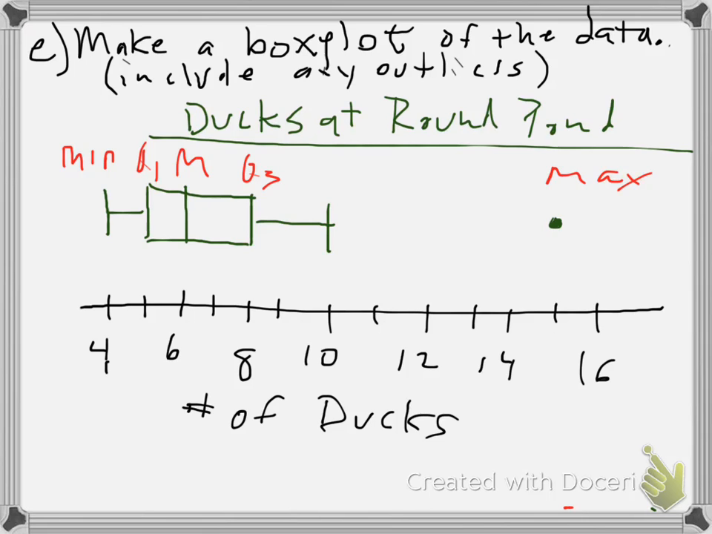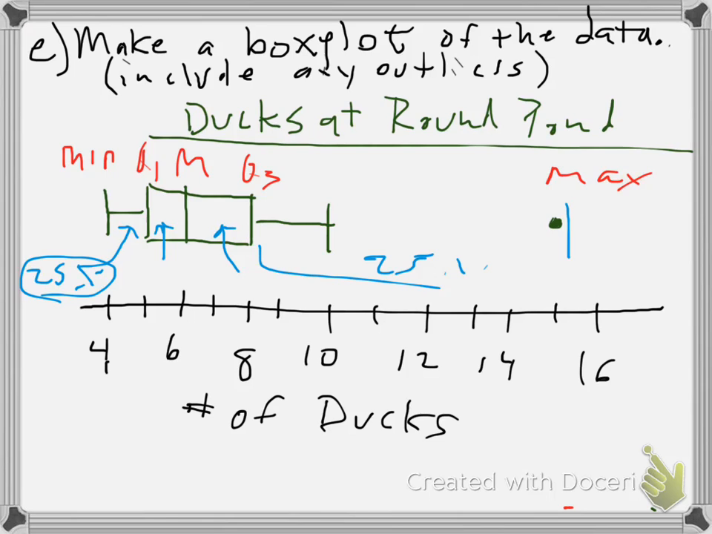That's not an outlier. And how to read a box plot like this again is that, let's switch colors here, 25% of, in this case, the number of ducks at Round Pond in my observation lie between 4 and 5. 25% lie between 5 and 6. 25% lie between 6 and 8. And 25% lie between 8 and technically all the way out here to my max, because it does include my max. Alright, that was exciting, wasn't it?